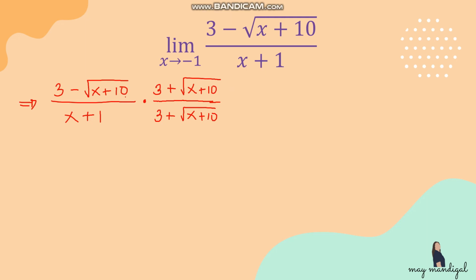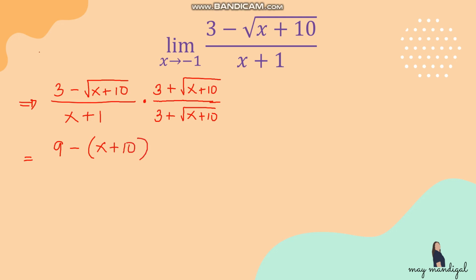Multiplying this, the numerator will become, if you want, you can do the FOIL method. You multiply this one by one. Or since they are just the same terms with different signs, we can just write it as a square of binomials. So you square this, so that will be 9. And then the sign will be negative. And then square also the second term, the square root of x plus 10, so that will just be x plus 10.